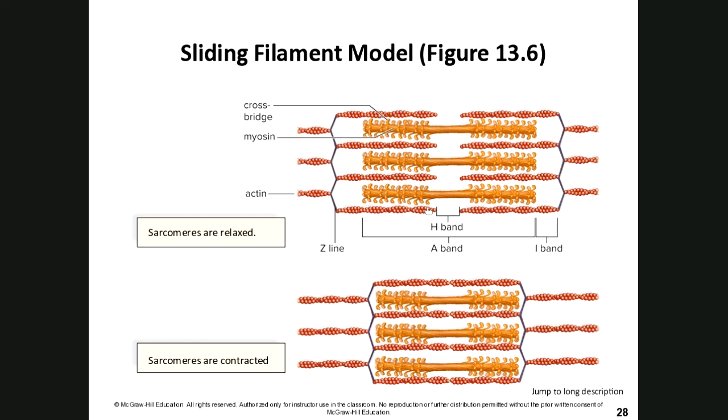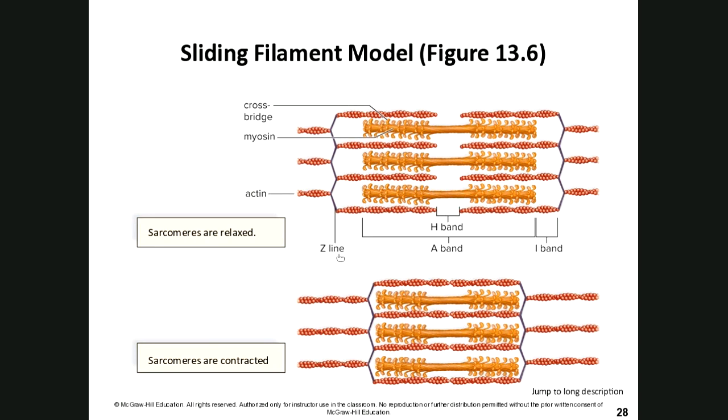So here's a much nicer picture of what it is that I attempted to draw. So we have, this area is our H band. Notice there's only thick filament there. The A band, that's where we have our zones of overlap between the thin filament and the thick filament, or the actin and the myosin.